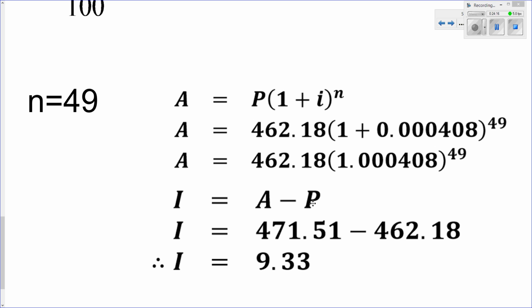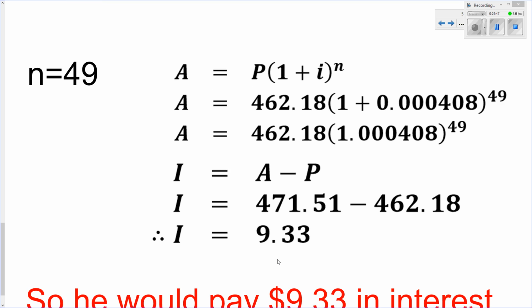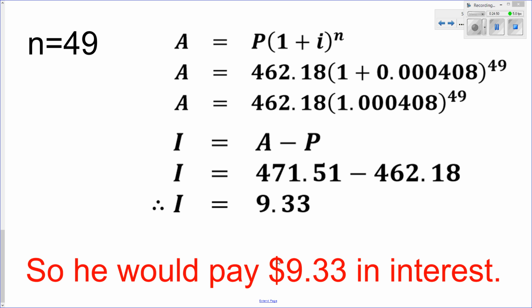Now, once we've done that, we're going to calculate I. I is equal to A minus P. And then we just substitute directly in. Remember what I told you, just right up here, when you're done A is equal to 471.51. I want you to put that right here. Now, we're going to go back. So I is equal to A minus P. I is equal to 471.51 minus 462.18. That gives us an interest of $9.33. That's how much interest we actually paid on this. So, in the end, we're going to end up paying $9.33 interest.